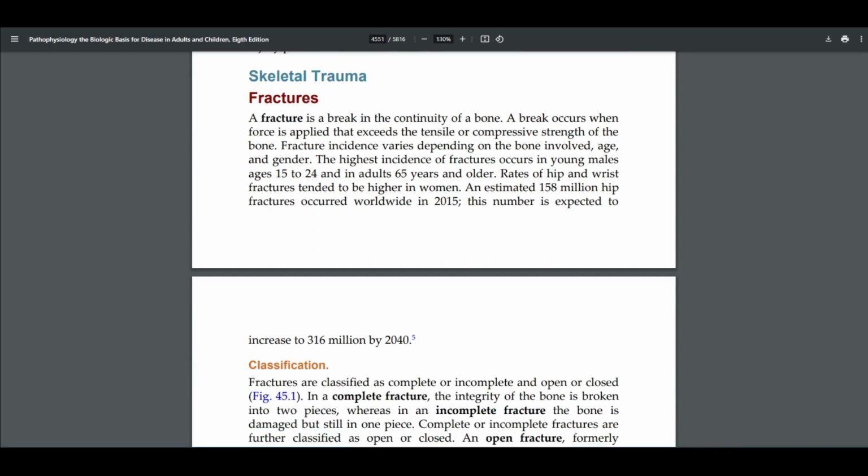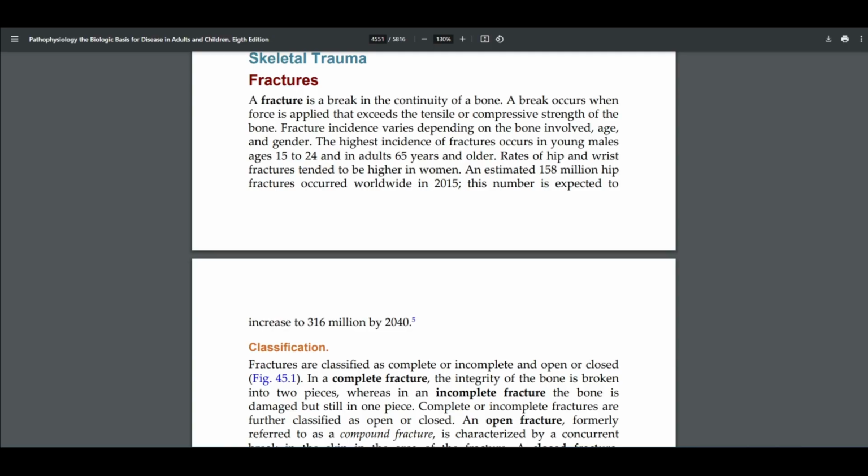Skeletal trauma. Let's talk about fractures. A fracture is a break in the continuity of a bone. A break occurs when force is applied that exceeds the tensile or compressive strength of the bone. Fracture incidence varies depending on the bone involved, age, and gender. The highest incidence of fractures occurs in young males ages 15 to 24 and adults 65 years old and older. Rates of hip and wrist fractures tend to be higher in women.